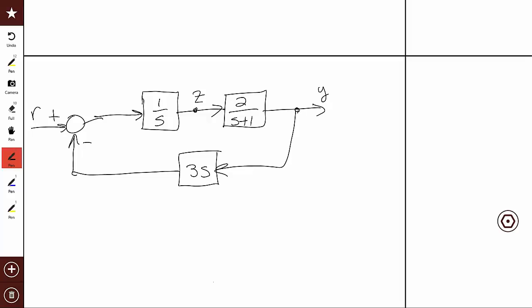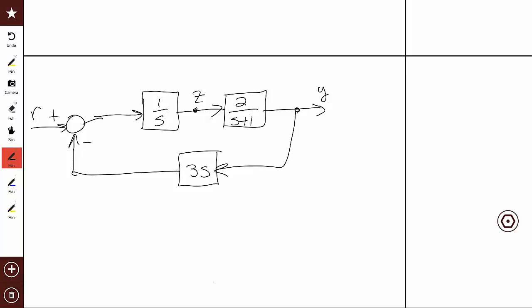Well, it depends on what you're interested in. For example, maybe this is speed, and maybe that's what I'm interested in. Maybe this is engine power. So when I say I want the transfer function, the first thing you should do is say, of what? You pick one. I've got Z labeled, I've got Y labeled.